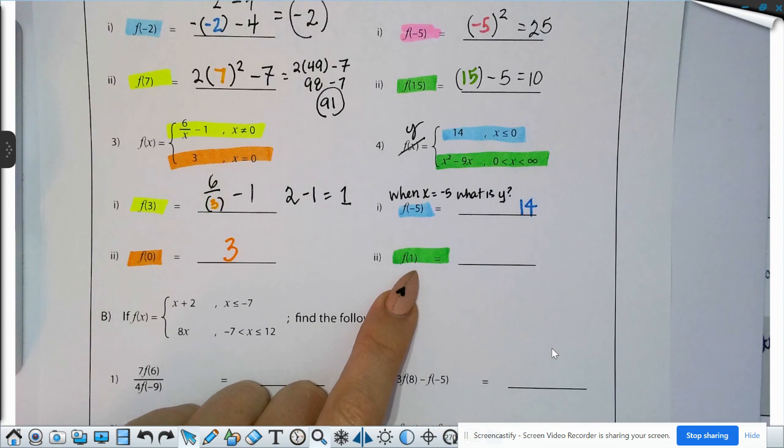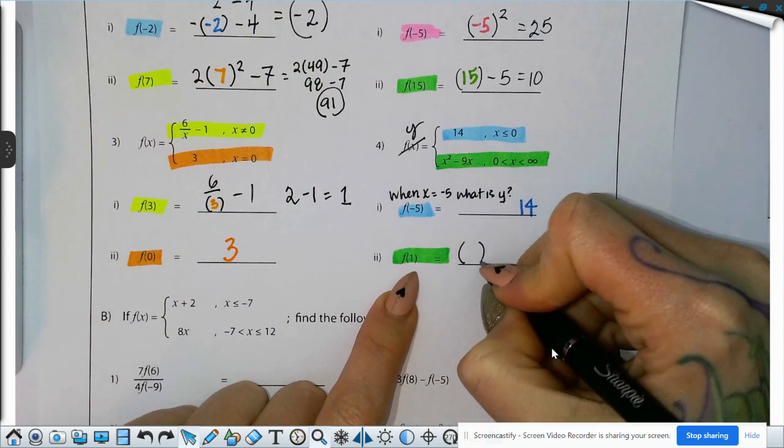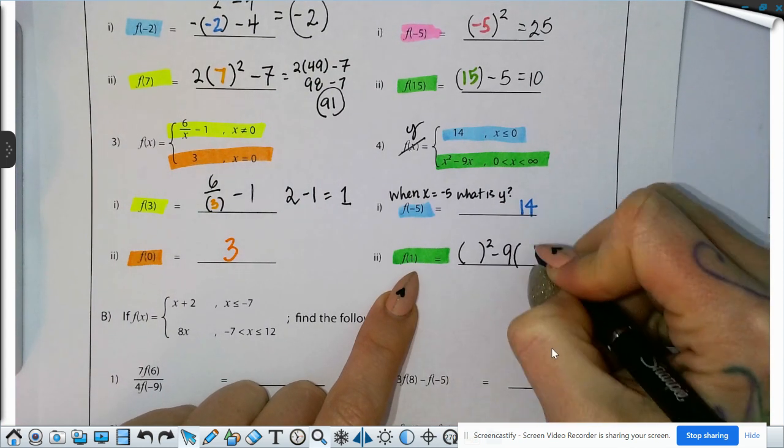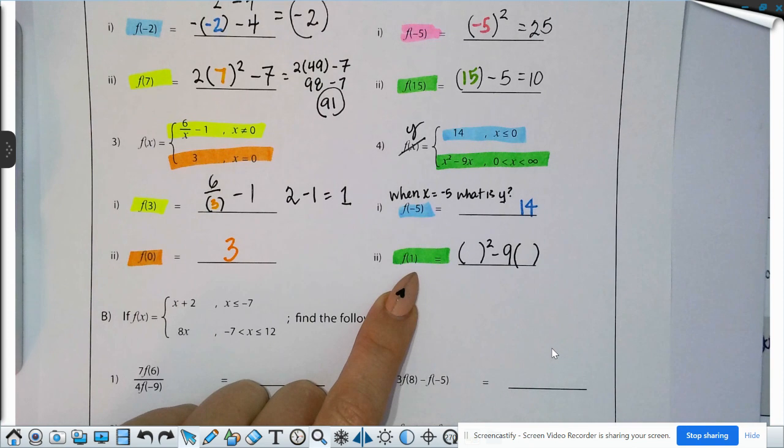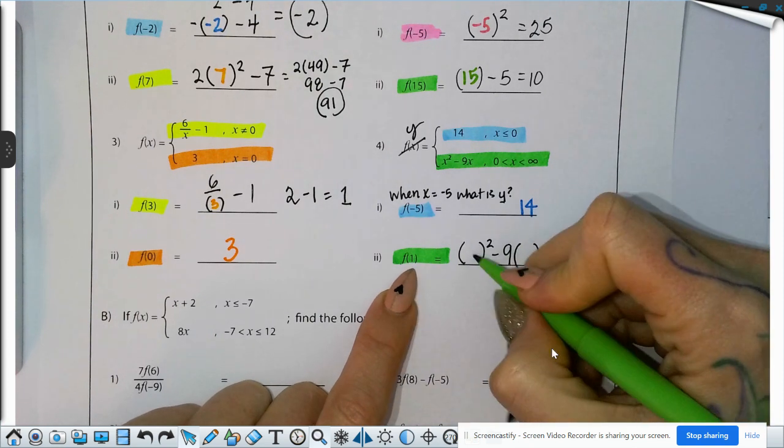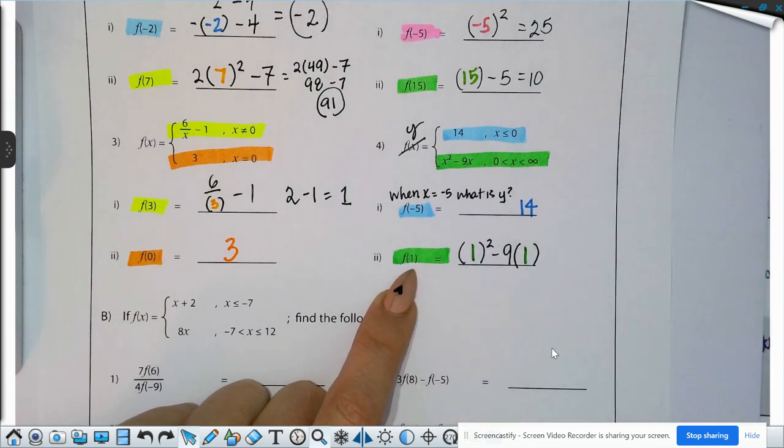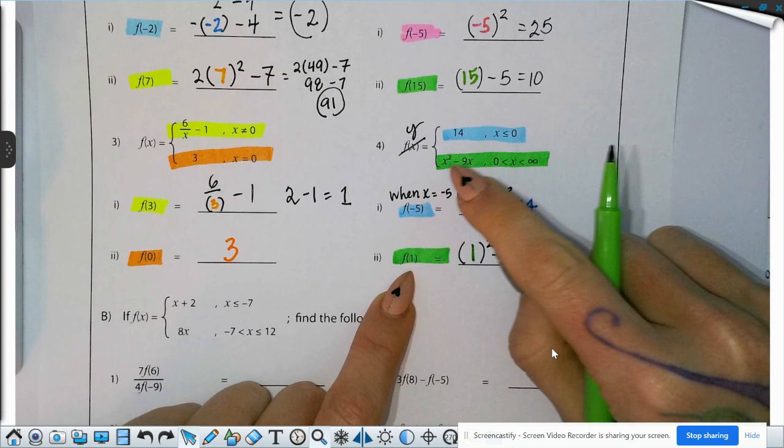So we are going to take x squared minus 9 times x. So that 1 is x. So when x is 1, not 1x. Like you are literally taking this number and putting it in the place of x.